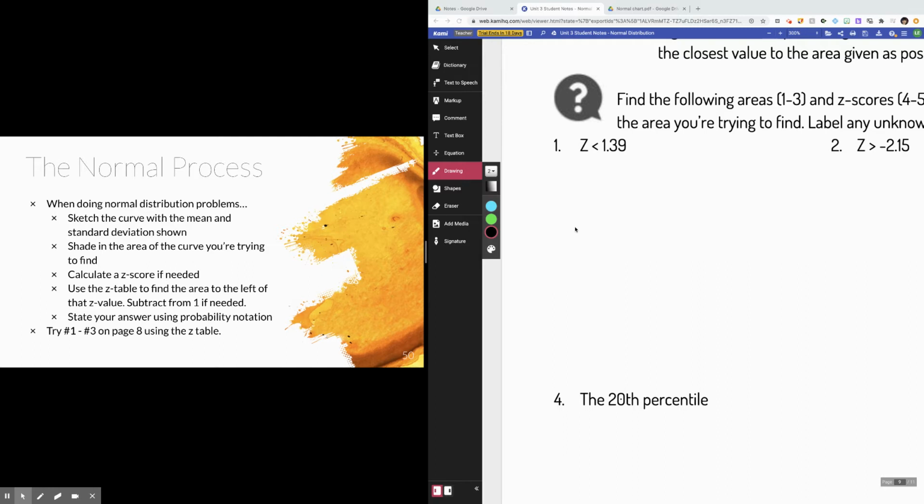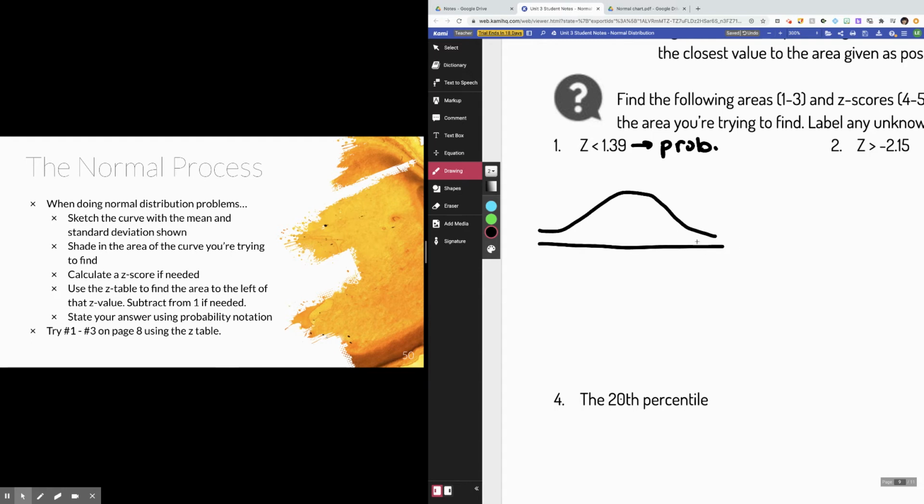So whenever you are asked to do normal probability problems and calculate probabilities, there are steps that you follow. Step 1, sketch the curve with the mean and the standard deviation shown. So I'm going to do that first. In my first problem here, I'm trying to find the probability that z is less than 1.39. Okay, so I'm going to sketch my curve first.